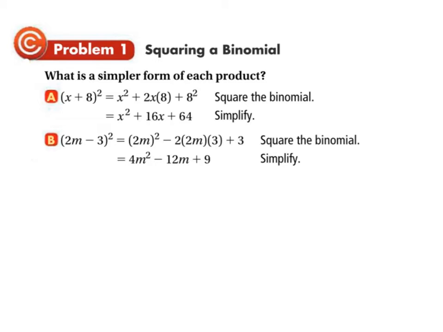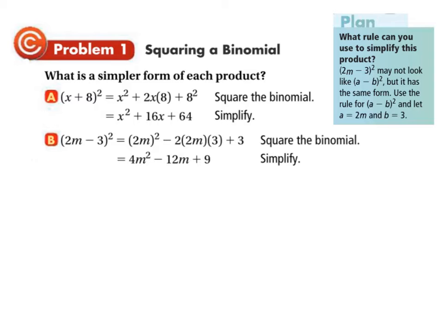It says square the binomial. So we say, okay, this first term here, squared, x times x, x squared. The middle term is twice the amount of this times this. x times 8 is 8x, and when you double that, you get 16x. Okay, and then finally this squared, 8 times 8 is 64 right there. So you get x squared plus 16x plus 64. Okay, now notice what they say here about b.